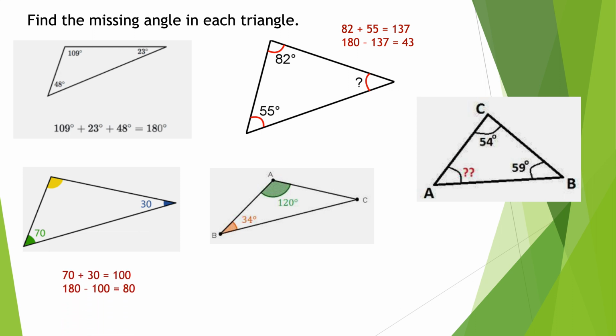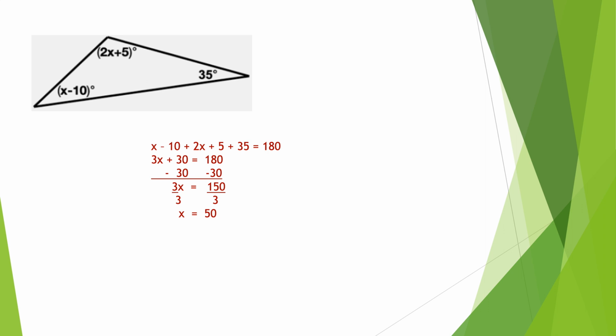Okay, so on the first one, the two angles 70 and 30 add up to 100. So if I do 180, because the three angles of a triangle add up to 180, and I subtract the 100, I get 80. Next, the 120 and the 34 add up to 154. The 180 minus 154 is 26. And on the last one, the 54 and the 59 add up to 117, and 180 minus 117 is 63. So there are some numeric applications that involve the three angles of a triangle, and again, we're just working numbers here. Now we're going to get involved with doing a little bit of algebra.